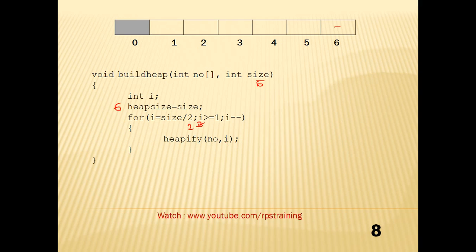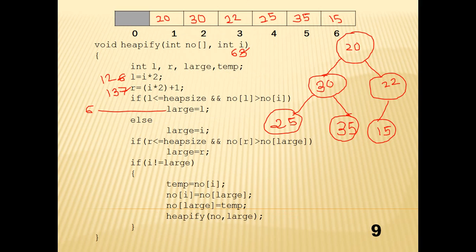Again we are calling heapify with A and i, and i is now 2. All other items are the same. Okay, i is 2, so the left child will be 4 and the right child will be 5. Index 2 contains 30, so we are accessing this subtree.